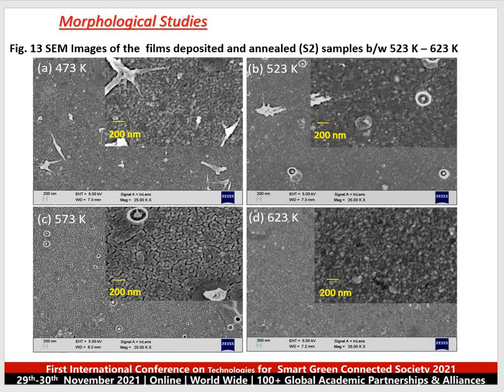At 573 Kelvin, the micrographs show an alga-shaped elongated network kind of structure with the presence of more circular grains. However, a decrease in the grain size has been observed at this temperature, which matches with the XRD results. At the annealing temperature of 623 Kelvin, the film is crack-free and shows uniform distribution of grains. However, the presence of circular grains is not observed at this annealing temperature.